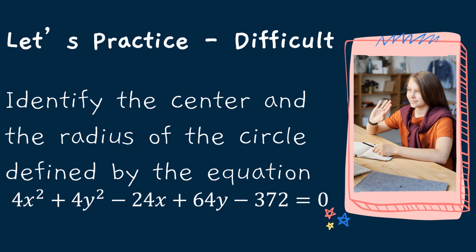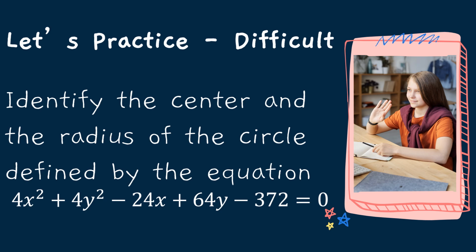For example number 5, we need to identify the radius and the center of the given circle defined by the equation 4x squared plus 4y squared minus 24x plus 64y minus 372. Based on this given equation, we need to first transform the general equation into a standard one. But remember, this is an equation where the coefficients of x squared and y squared are not equal to 1.